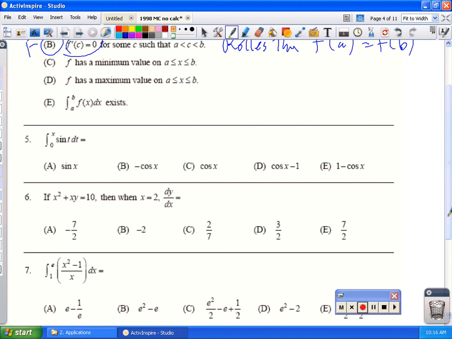What do I do here? You do exactly what it says. You find the antiderivative of sine, which is negative cosine, evaluated from 0 to x. You substitute negative cosine of x minus negative cosine of 0. That's literally how you handle that problem. You find the antiderivative, and you sub and solve.